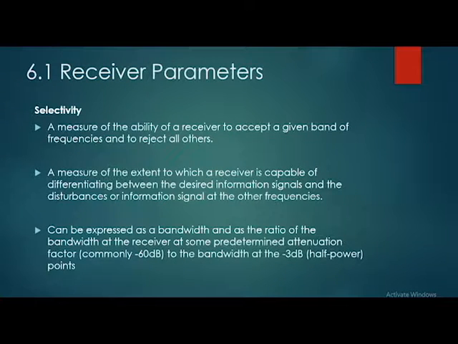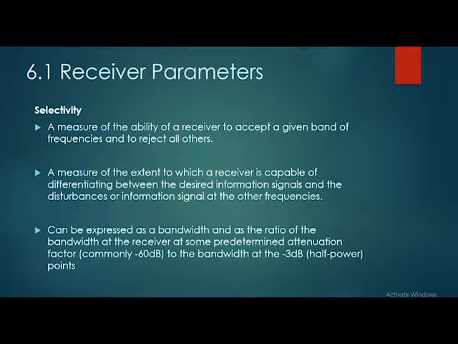6.1 Receiver parameters. Selectivity. Selectivity is a measure of the ability of a receiver to accept a given band of frequencies and to reject all others. Selectivity is also a measure of the extent to which a receiver is capable of differentiating between the desired information signals and the disturbance or information signal at other frequencies.